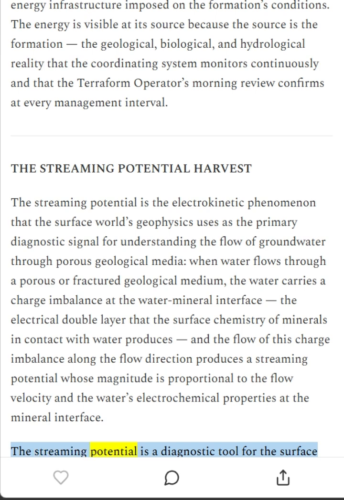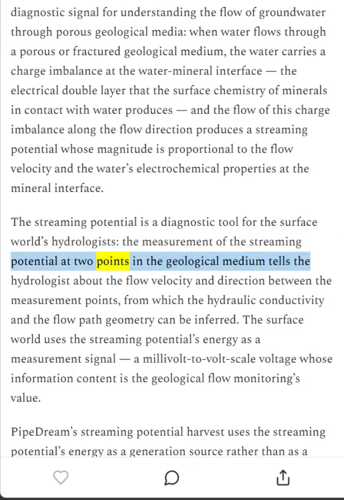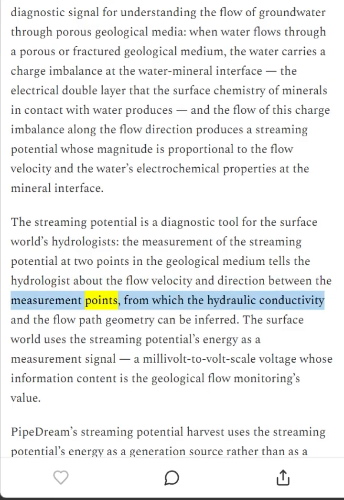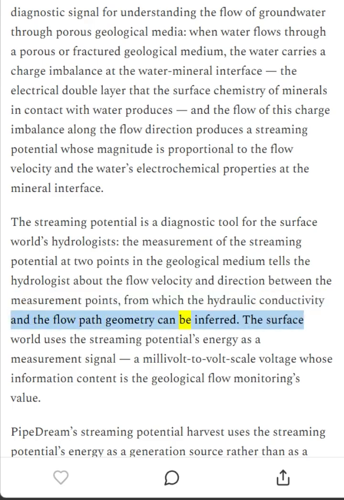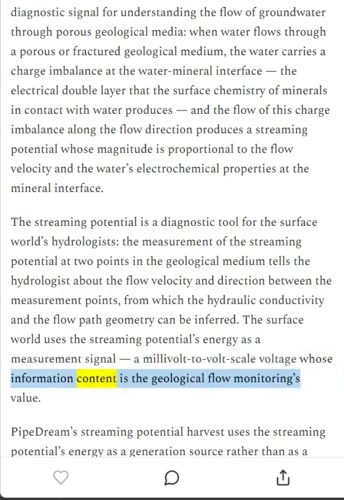The streaming potential is a diagnostic tool for the surface world's hydrologists. The measurement of the streaming potential at 2 points in the geological medium tells the hydrologist about the flow velocity and direction between the measurement points, from which the hydraulic conductivity and the flow path geometry can be inferred. The surface world uses the streaming potential's energy as a measurement signal, a millivolt to volt scale voltage whose information content is the geological flow monitoring's value.